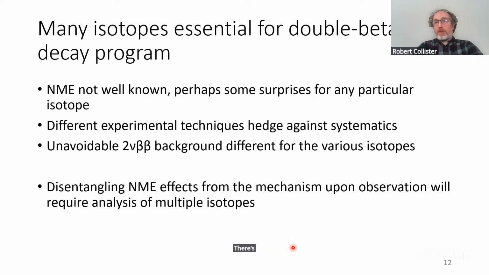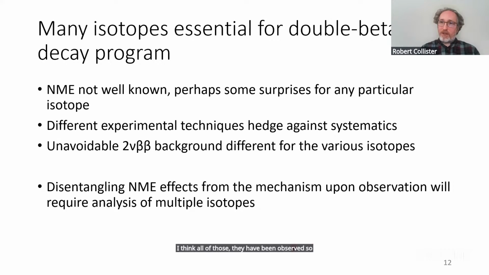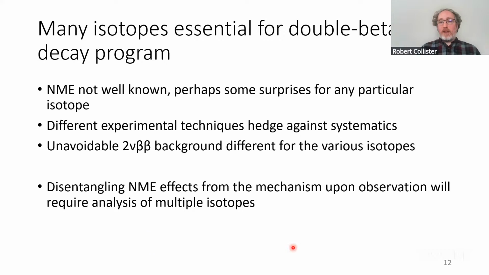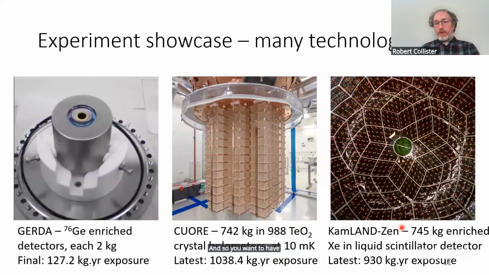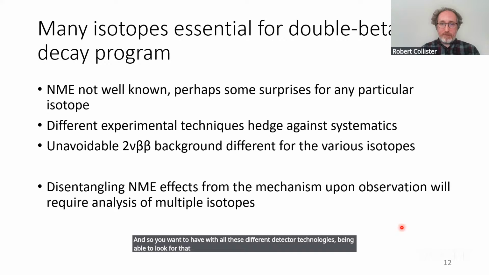There's also the unavoidable two-neutrino double beta decay background for the different isotopes. I think all of those have been observed so far. They've got half-lives in the 10 to the 22, 23-ish year range. And so as you're looking for something that's several orders of magnitude less likely, you'll have this very large spectrum where at the end you're looking for just a very tiny bump in it. And so you want to have, with all these different detector technologies, the ability to look for that thing in different ways.